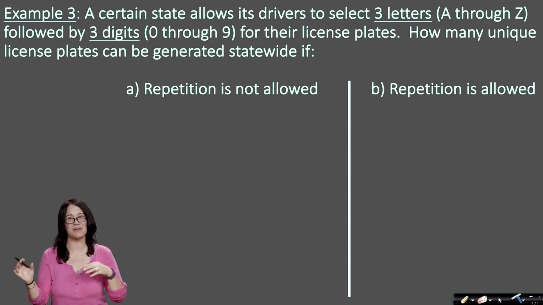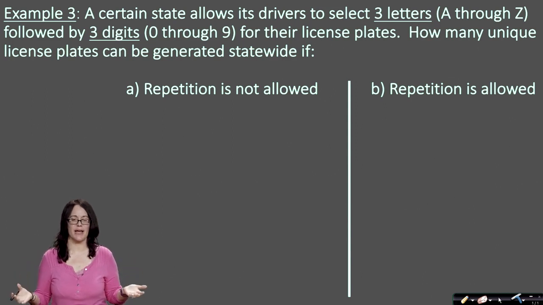Careful there, if you start with 0 and you end at 9 inclusively, that's really 10 numbers. So we have 10 options for our digits, 26 options for each letter. Okay. They say we're allowed to choose 3 letters followed by 3 numbers, 3 digits. It says how many unique license plates could be generated statewide. And here they give us our 2 different scenarios.